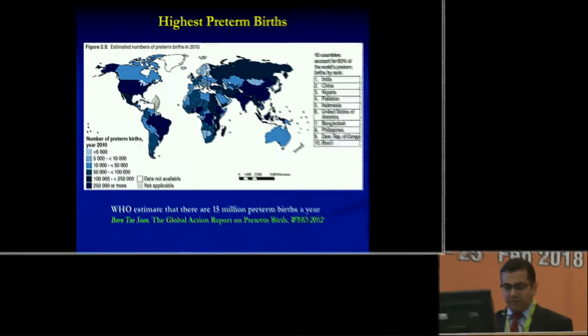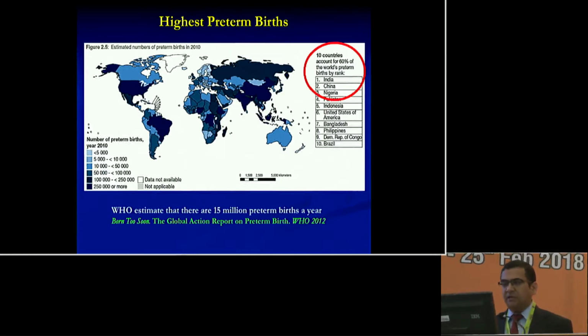Good morning. I'll be talking about the ROP screening methodology. WHO estimates that 15 million preterm births happen every year, and India has the highest number of preterm births. That's why it's very important that we have ROP screening programs in place, so we can detect all these children for ROP and contribute a lot to the prevention of ROP-related blindness.